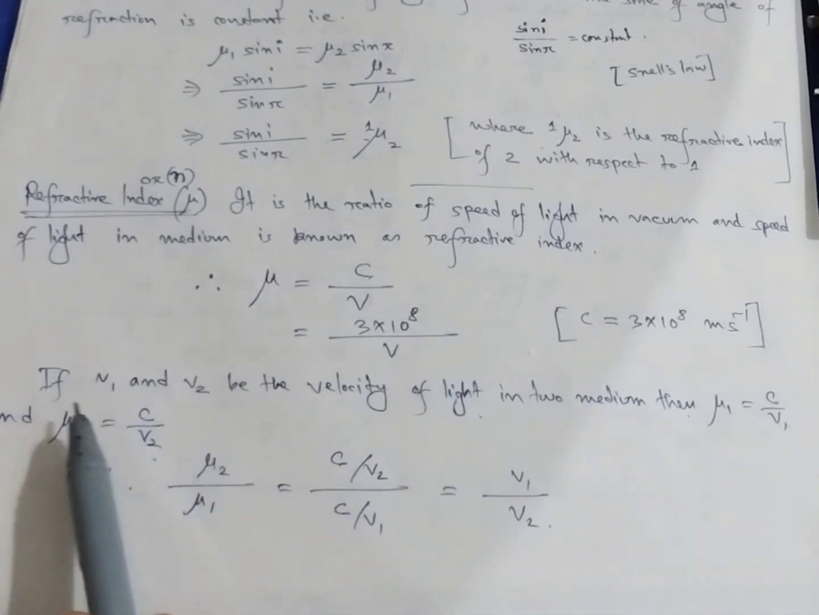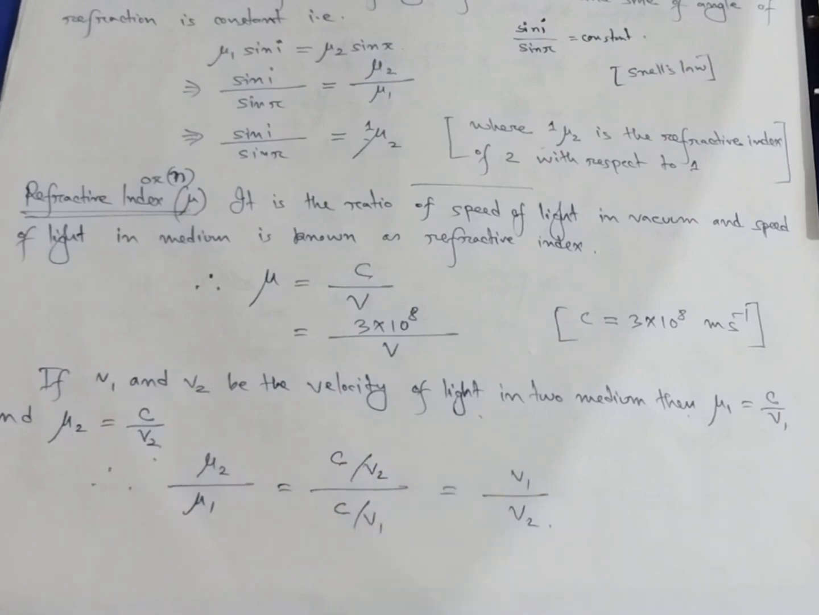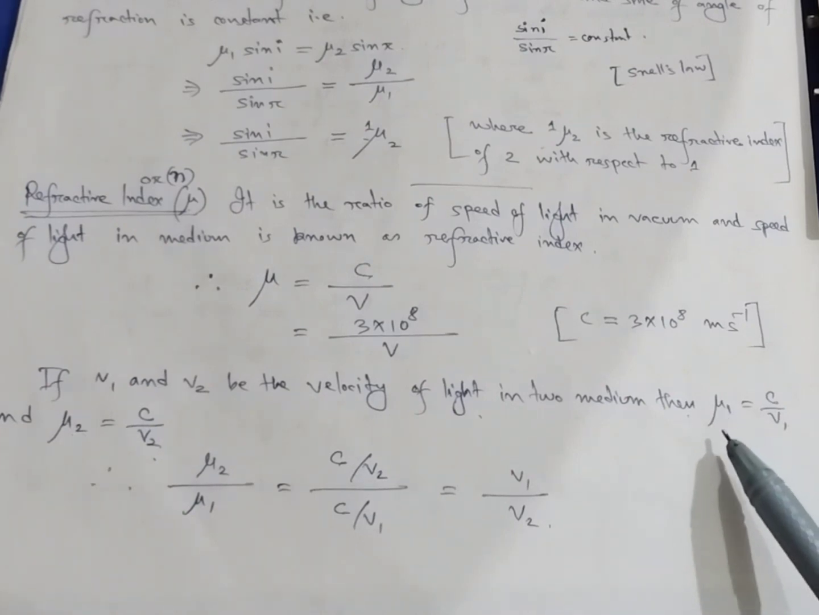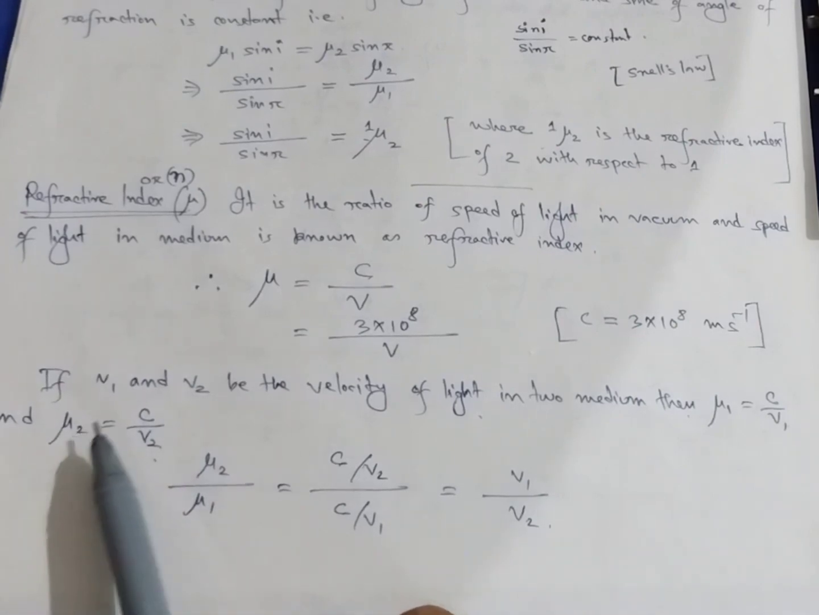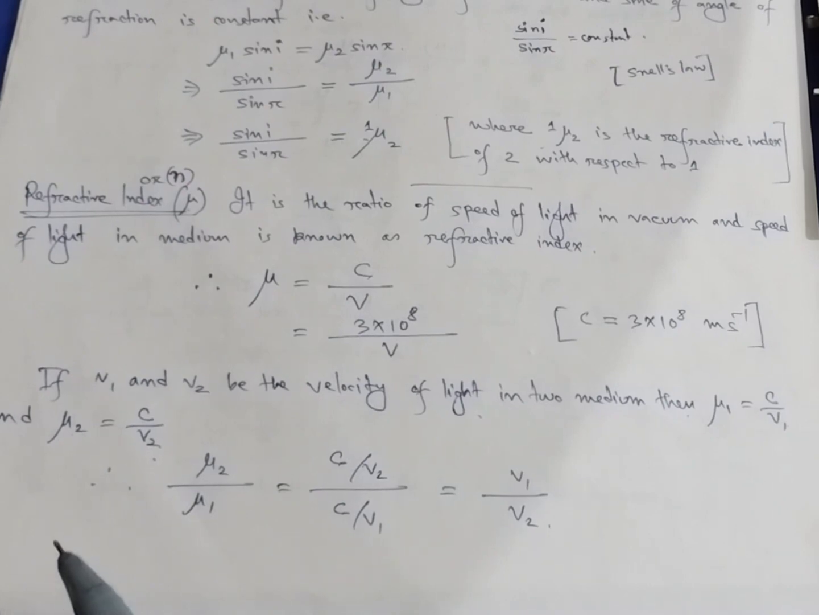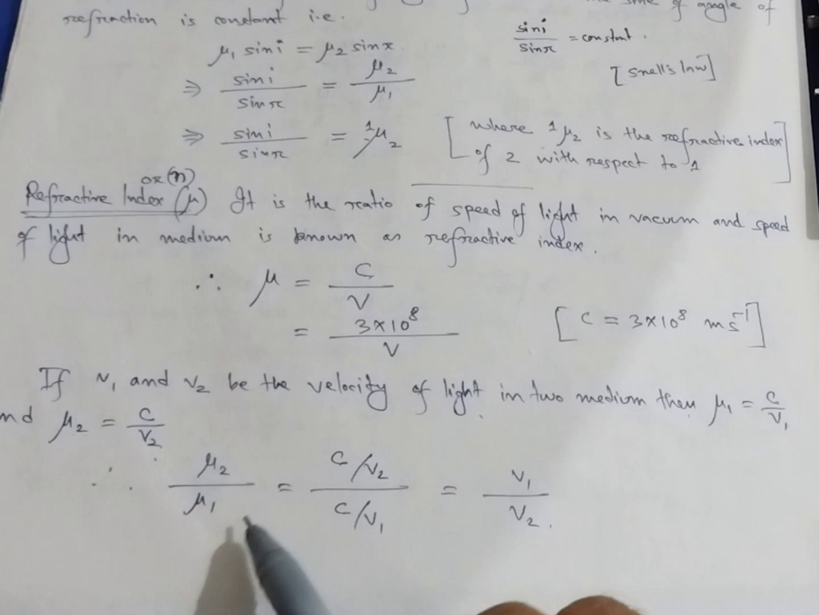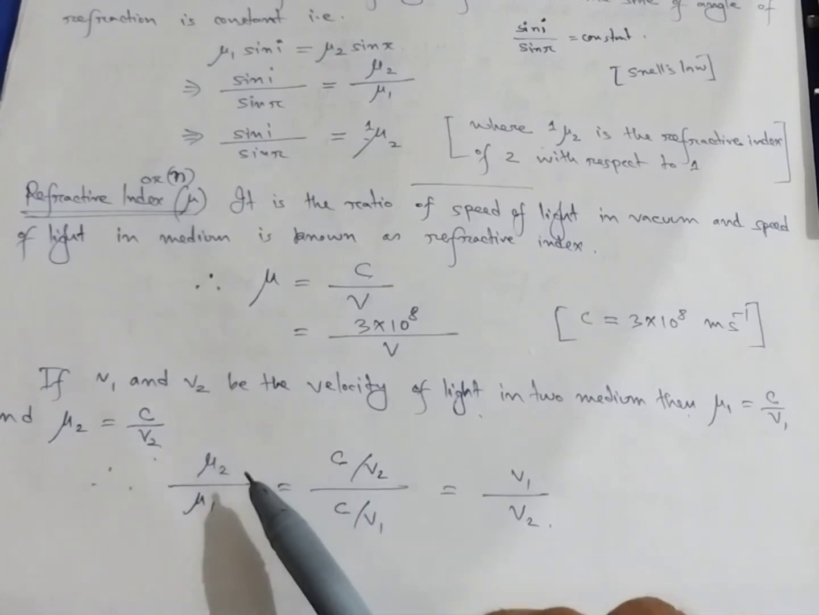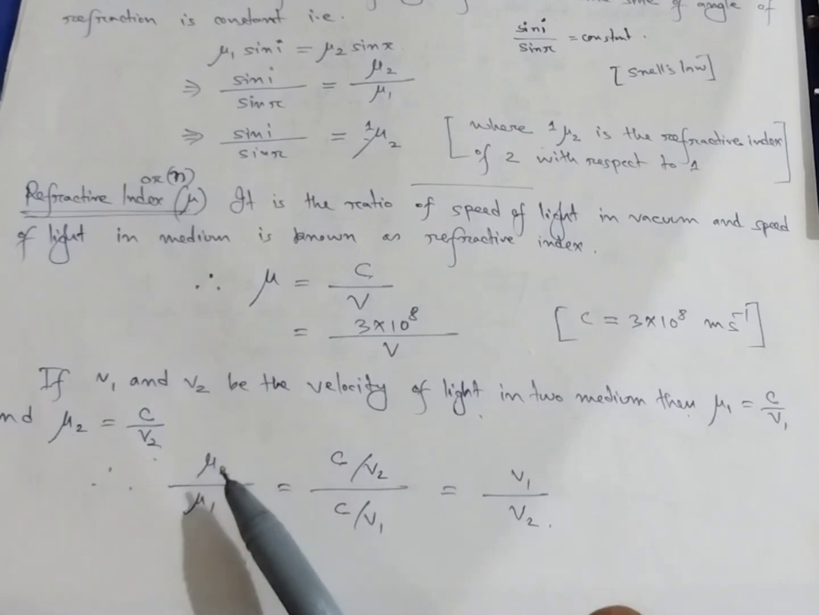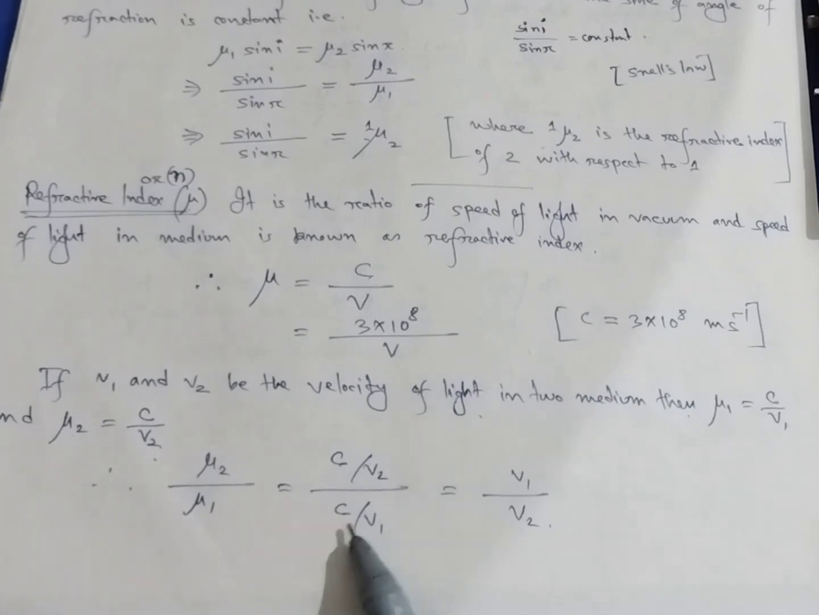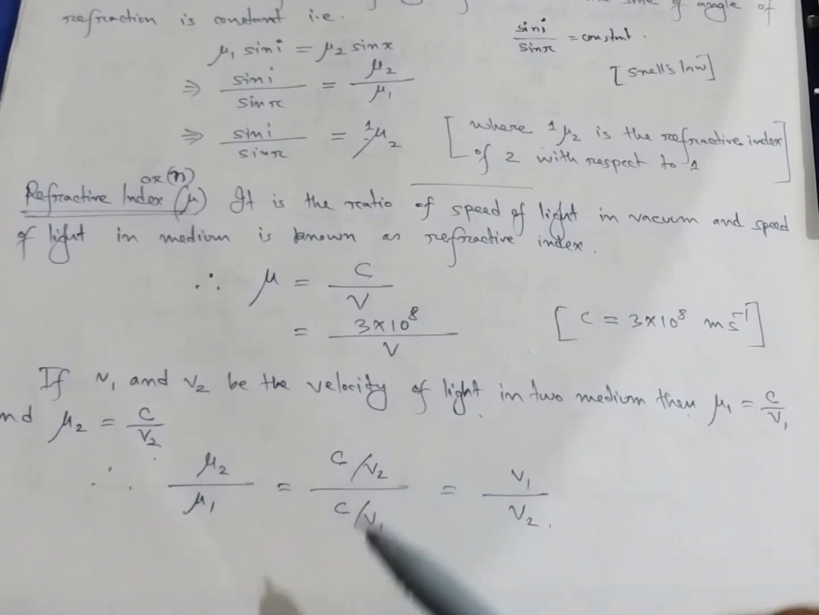So we can write mu is equal to 3 into 10 to the power 8 divided by v. Again, if v1 and v2 be the velocity of light in two media, if v1 is one medium and v2 is another medium, then for medium 1 the refractive index will be mu1 is equal to c by v1, and for medium 2 the refractive index mu2 is equal to c by v2. So when we divide mu2 by mu1, we can write mu2 divided by mu1 is equal to c by v2 divided by c by v1. Again this c cancels out, so the v1 term goes up and the v2 term goes down. Therefore mu2 divided by mu1 is equal to v1 divided by v2.